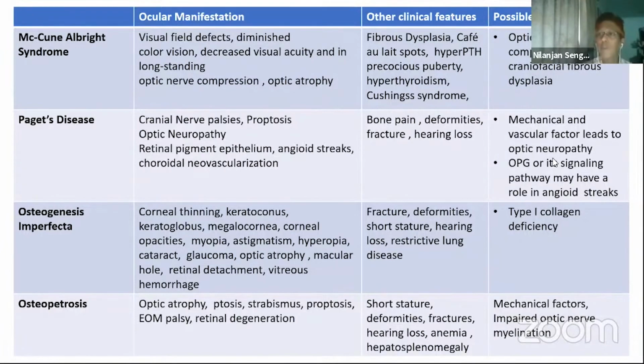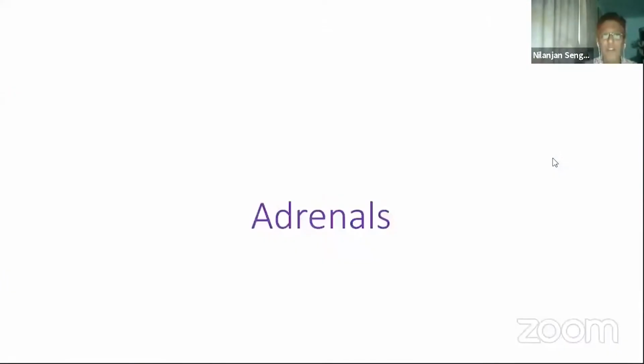In osteopetrosis, also because of the local effect, the mechanical factors, there is impaired optic nerve myelination. This will result in optic atrophy, ptosis, strabismus, proptosis, and extraocular muscle palsy, as well as retinal degeneration.